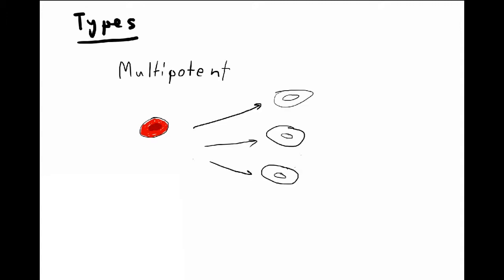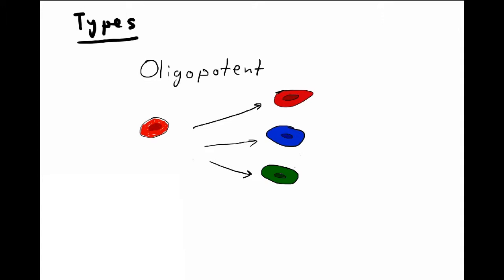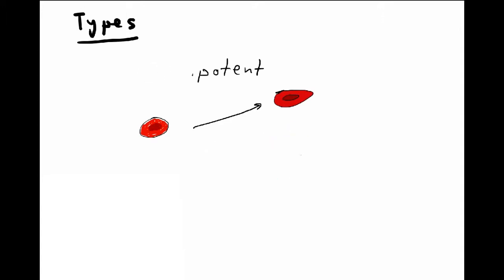Multipotent cells are more specialized and can only differentiate into a few cells. Oligopotent cells are similar to multipotent cells, except that they have even fewer specializations. Unipotent cells can only replicate themselves.